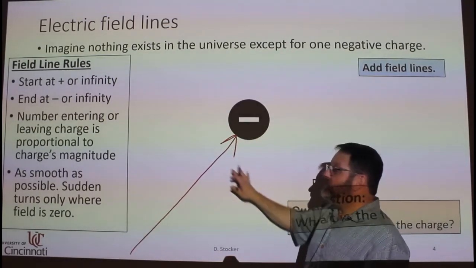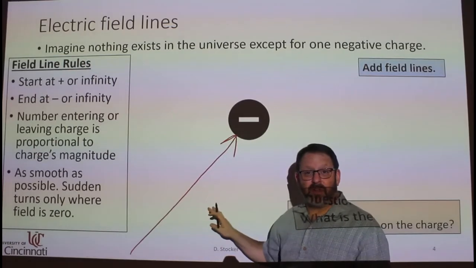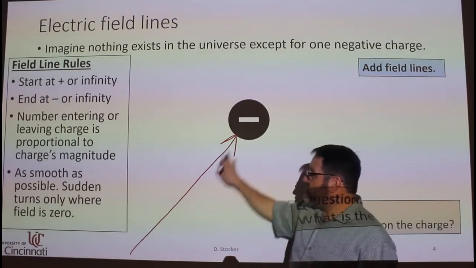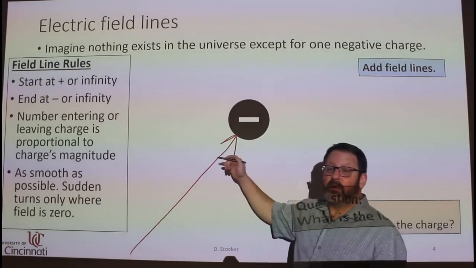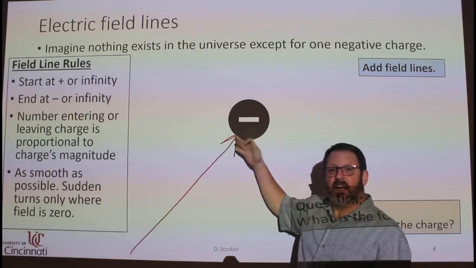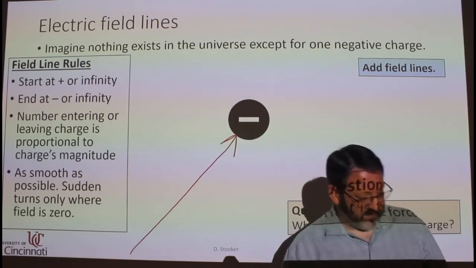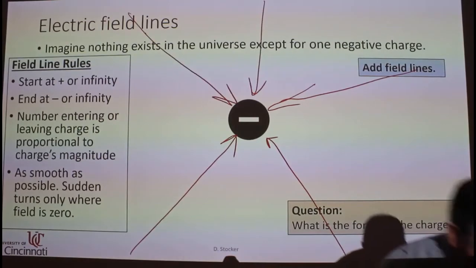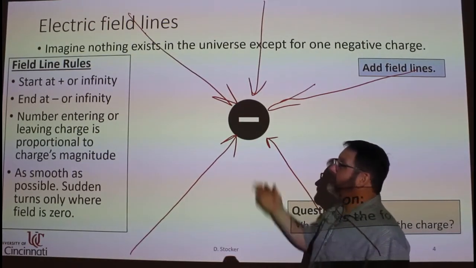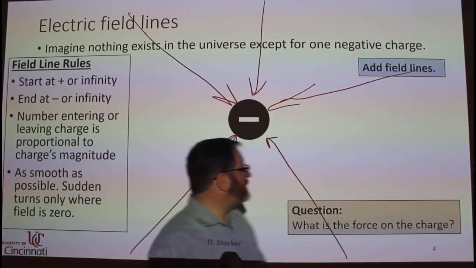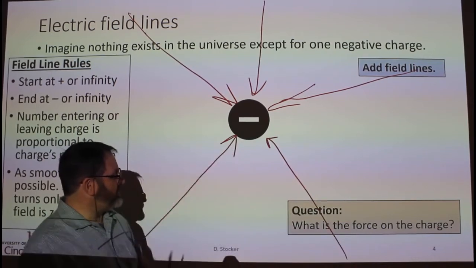Generally with field lines, you want to get an idea of what's going on all around. So you just draw a number of field lines proportional to whatever this charge is. I'll draw 5 or 6 of them here. There we go. Those are what the electric field lines would look like for a negative charge.